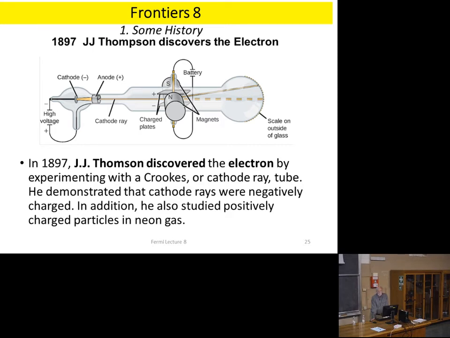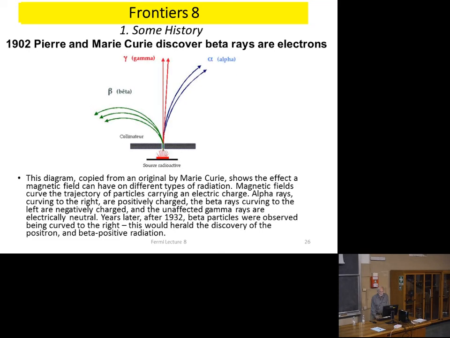It was responsible, and I showed you this, for the discovery of the electron. So he demonstrated that cathode rays were negatively charged, and he also studied positively charged particles using neon gas. So that's where we started. And then Pierre and Marie Curie discovered beta rays, or electrons, using a source, a collimator, and seeing that there were alphas, gammas, and beta rays. And that's where we were in the early 1900s.